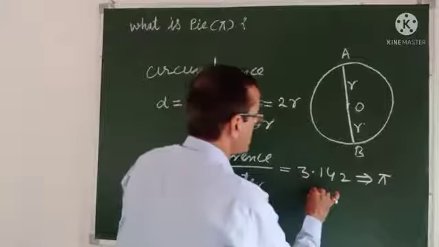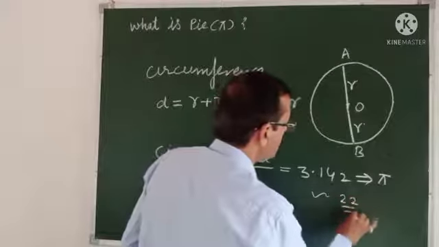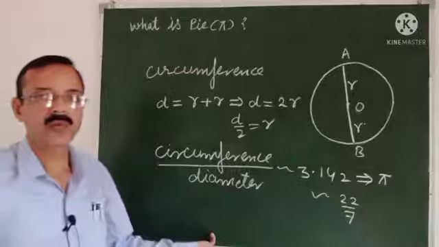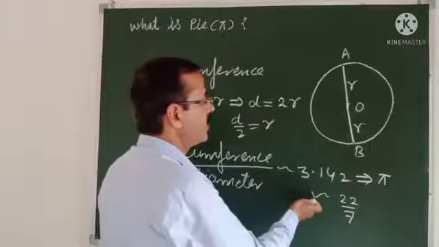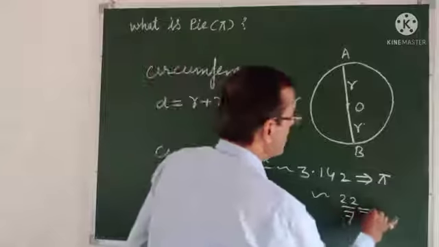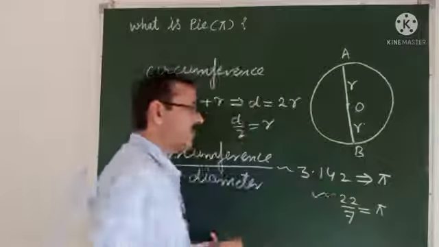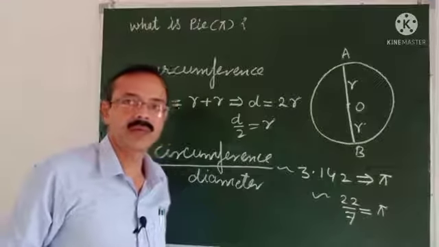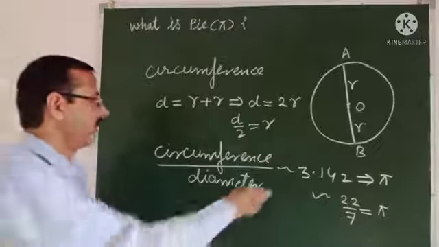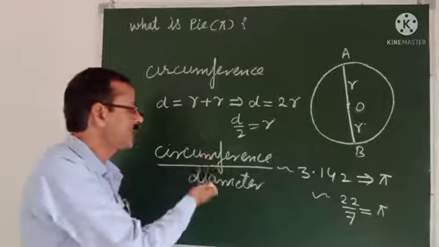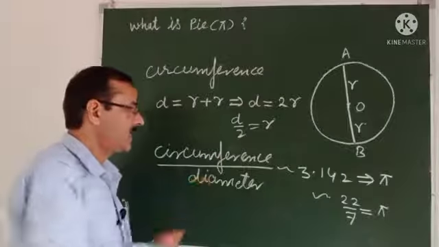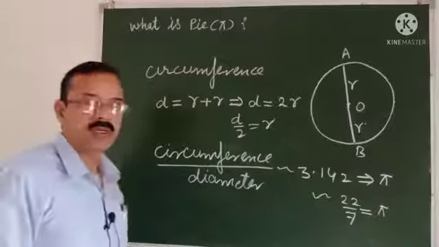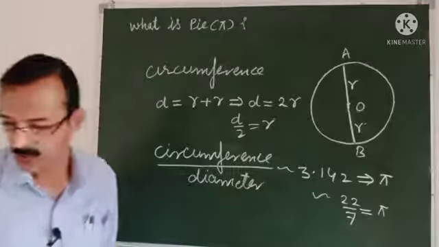Or this is also equivalent to 22 upon 7. That is not exact, but it is equivalent to 3.142 something. So sometimes we use pi is equal to 3.142 or pi is equal to 22 upon 7, according to the need of the question. So this was about pi. Pi is the ratio of circumference and diameter. This way came the pi, and we use pi in different questions according to the need of the question.